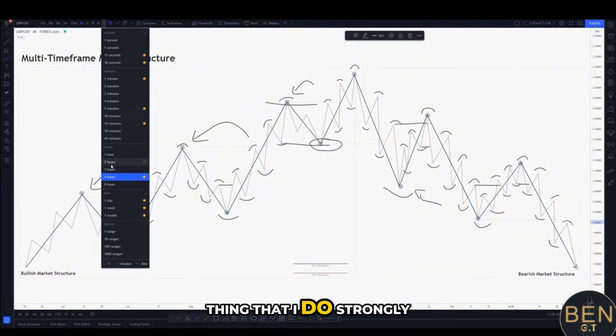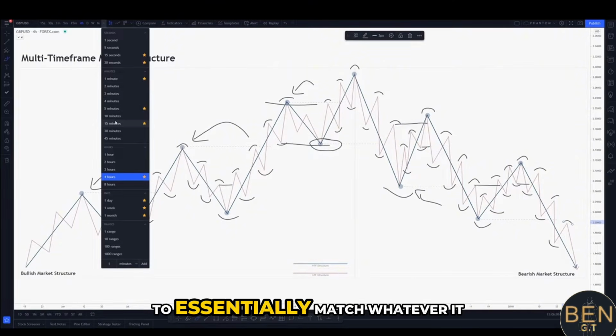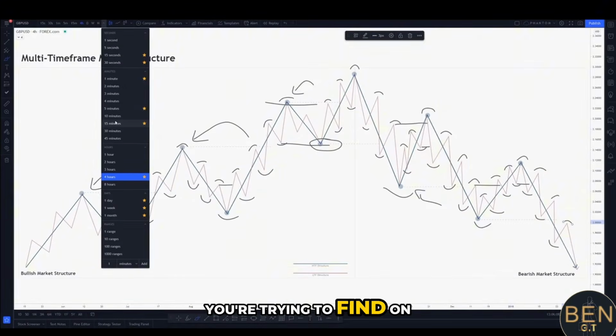But one thing that I do strongly suggest when it comes to mapping market structure, and following a logical flow in market structure, is to pick a few time frames and follow them more specifically. Because what will end up happening is if for a while you're using, say, the daily, the 4 hour, the 1 hour, the 15 minute, the 5 minute, then the 4, 3, 2, 1 minute, you're going to start just looking through time frames to essentially match whatever it is you're trying to find on the chart.